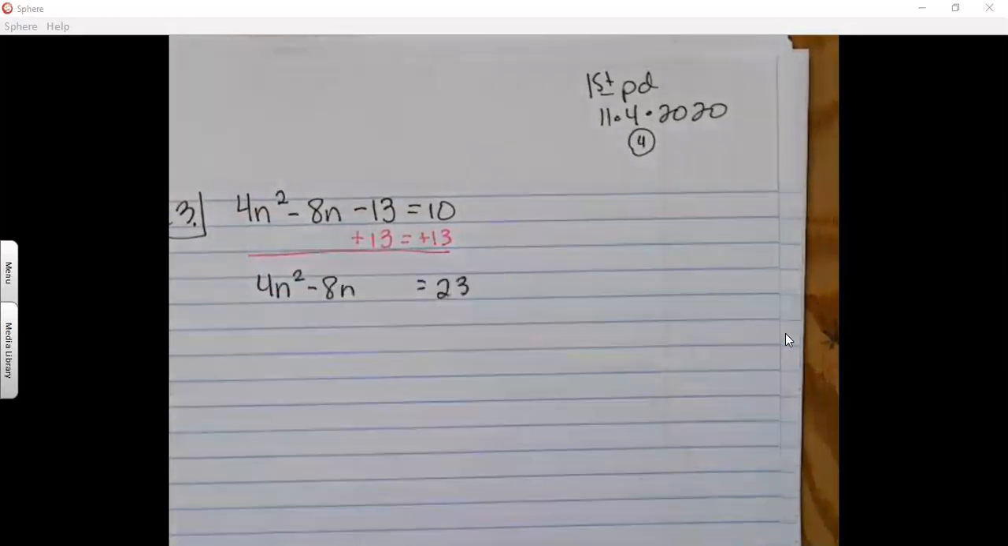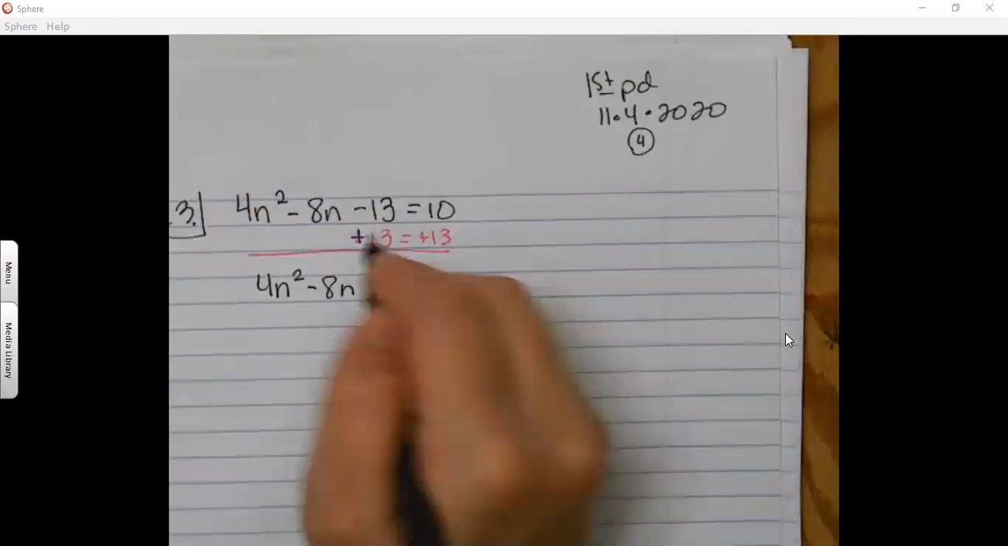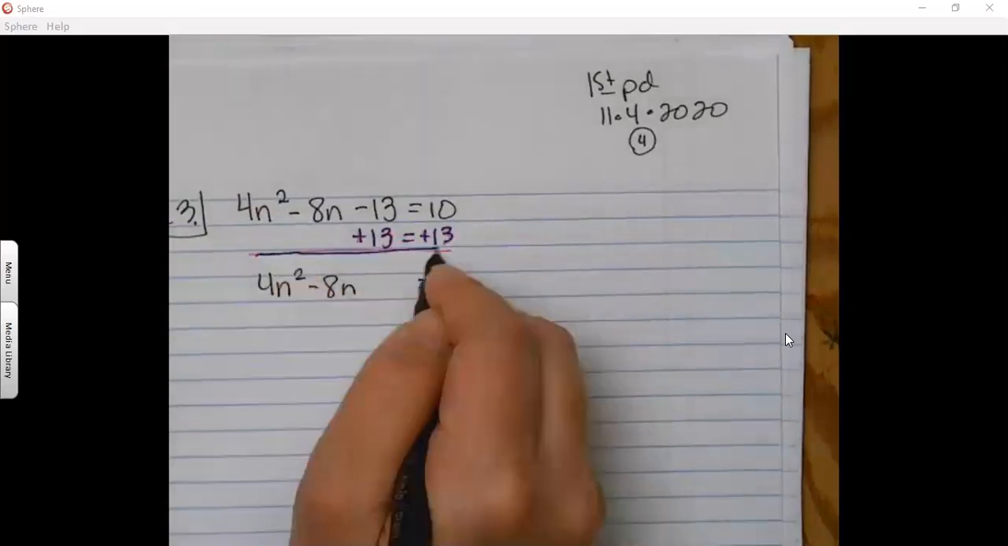Oh, I used the wrong color, dang. I've been trying to keep them color coordinated with my steps from the beginning. Change that real quick. Next step.